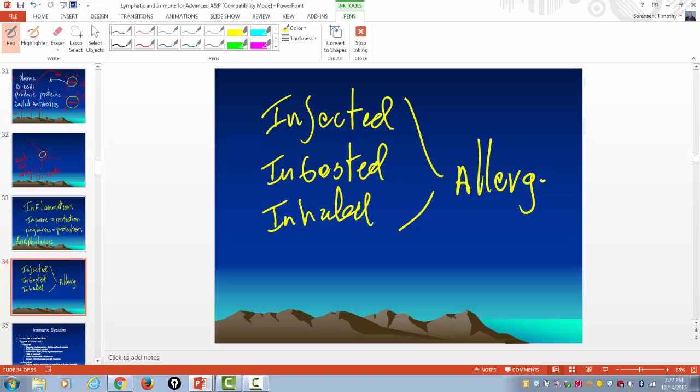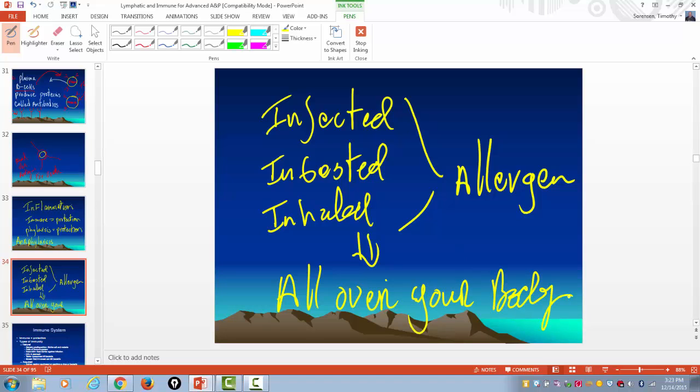If you inject, ingest, or inhale an allergen, something you're allergic to, who cares what it is, beef, peanuts, shellfish, whatever, it gets all over your body. It will circulate all over your body. So where do you have the antigen? All over your body.